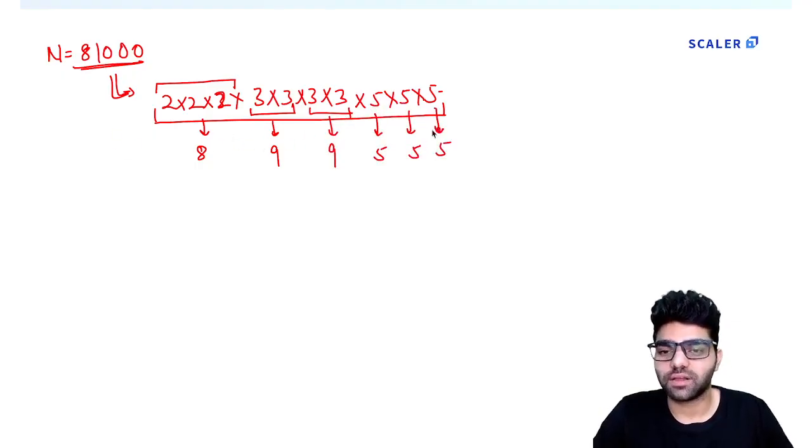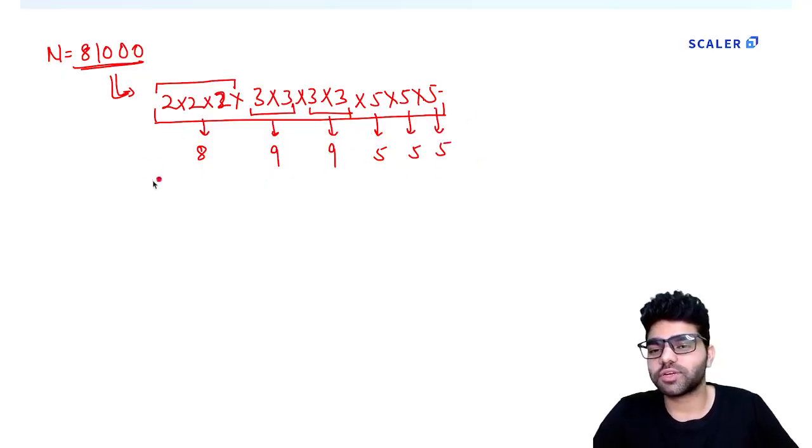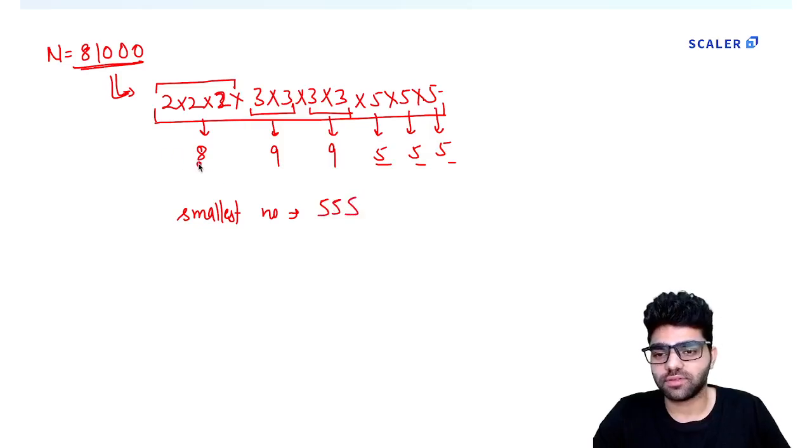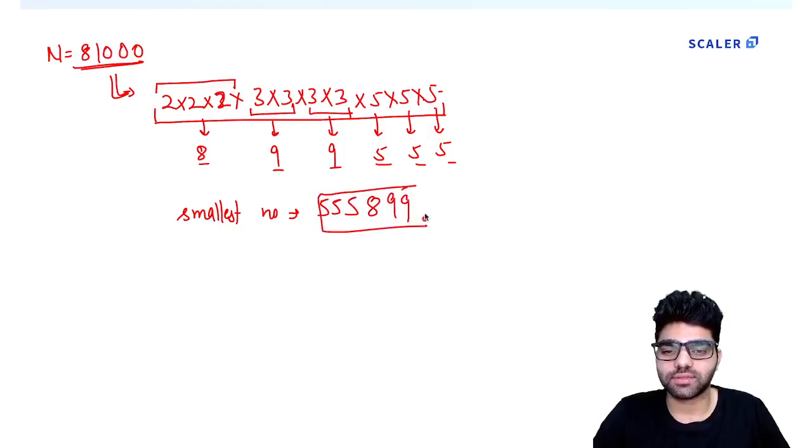Alright. So in this way I am ensuring the least number of digits. Now consider the sorted order. So the smallest number is going to be 5, 5, 5, then 8 and double 9. For 81,000, this is going to be my answer.